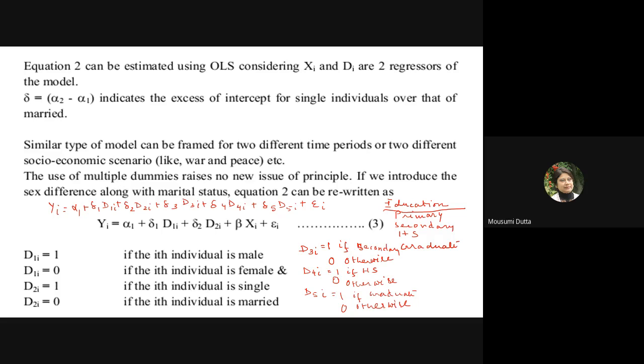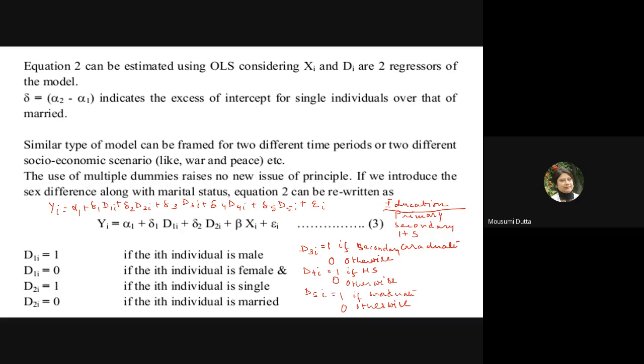Now, if D1i, D2i both are equal to 0, along with D3i, D4i, D5i equal to 0, that indicates a married female primarily educated. Alpha 1 is the intercept of a married female primarily educated. So whatever be the case, we are defining one dummy less. If there are two categories in a variable, I am defining one dummy. If there are three categories, I'll define two binary dummies. If there are four categories, I'm defining three binary dummies. So I am always defining one dummy less.